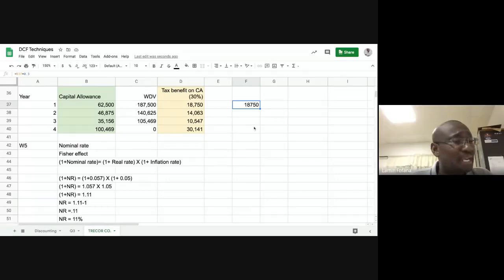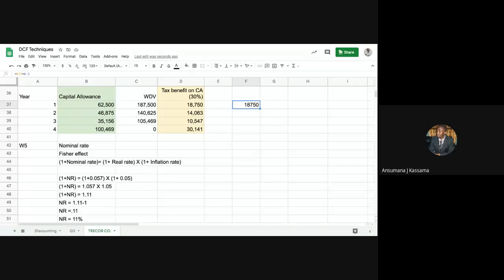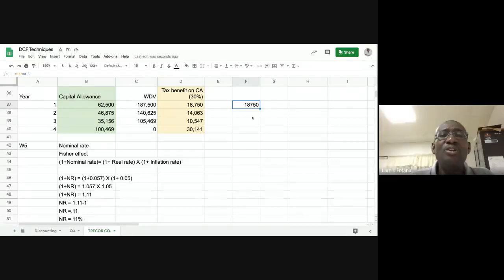62,500 multiplied by 30%. Yeah, I don't know if it's the calculator or what. Do I have 8740? Ansumana, reset your calculator. It's 30%. It's my calculator, right? No, I think what we are saying and what Ansumana is saying is different.